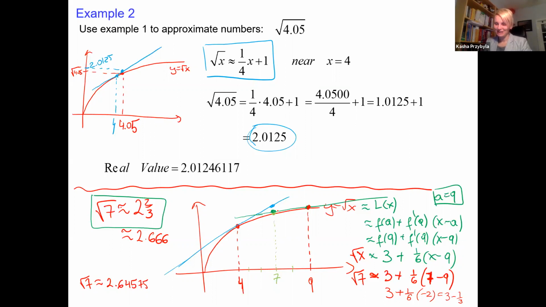Okay, let's see what I have. What about the square root of 11? What number, what tangent line will we use? I think we will use 9, right? 11 is closer to 9 than 16, because the next nice number is 16. That means even for the square root of 11, we can still use this equation.